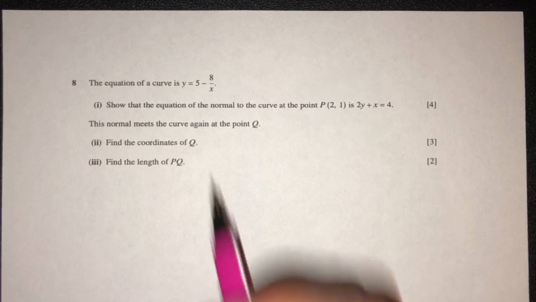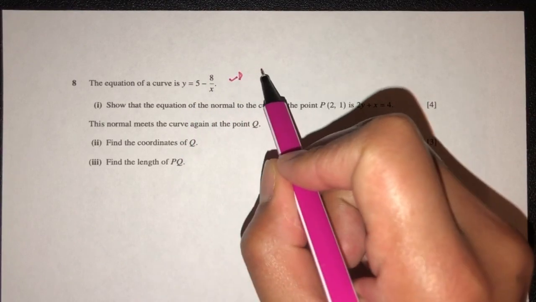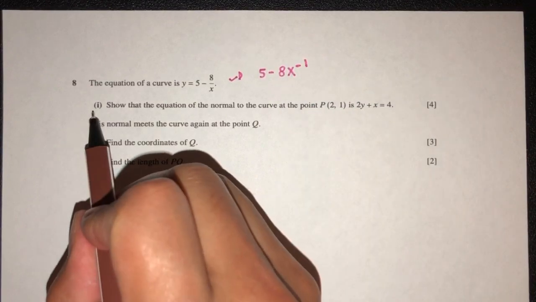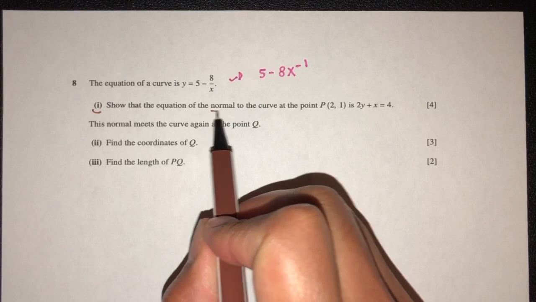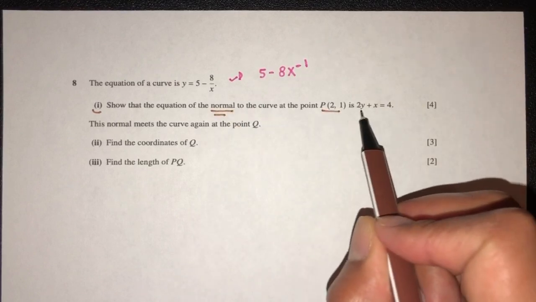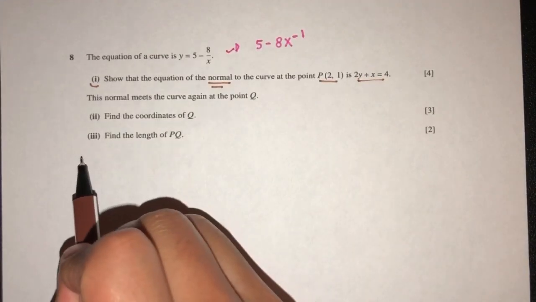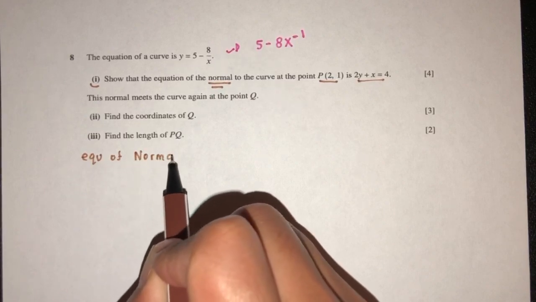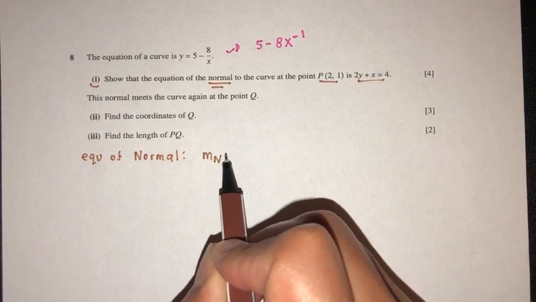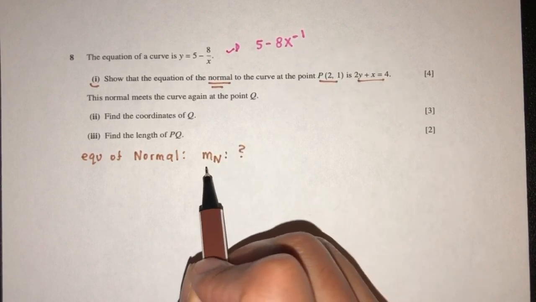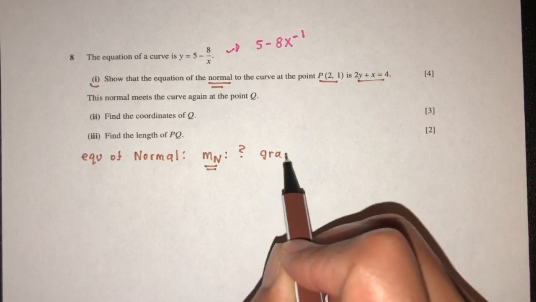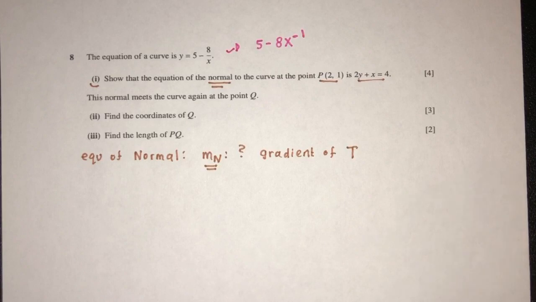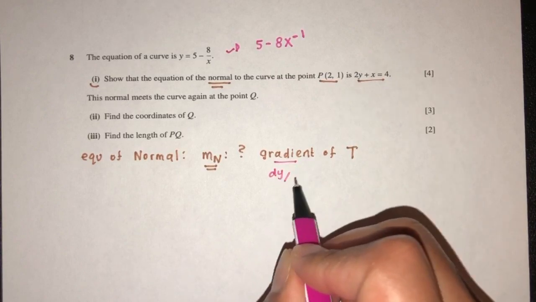So the equation of a curve is given to you by this. Now we can rewrite this down as 5 minus 8 power x minus 1. Now part 1, we have to show the equation of the normal to the curve at the point P is this. So let's find that. Now, to find the equation of normal, we understand that we have to first find its gradient. So to find gradient of normal, we have to find the gradient of tangent first, because that's what we can find first. So this is simply dy by dx.